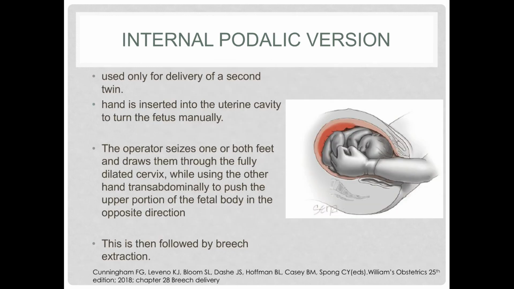The next will be the internal podalic version. This is used only for the delivery of a second twin, where you insert your hand inside the uterine cavity and turn the fetus manually. The operator seizes one or both feet and draws them through the fully dilated cervix, while using the other hand transabdominally to push the upper portion of the fetal body in the opposite direction.